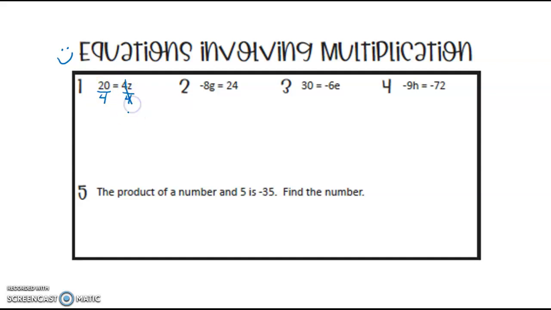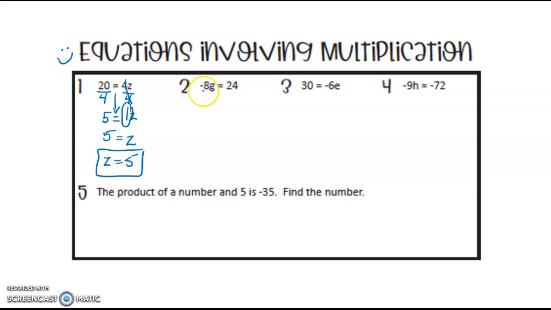4 over 4 here is 1, Z. But we normally don't put the 1, so you'll see that here in a minute. My equals comes down. 20 divided by 4 is 5. So my answer, you can write it 5 is equal to Z, or you can write it Z is equal to 5. In algebra, we don't write this number in front of it. Okay? Just some things are invisible for some reason.